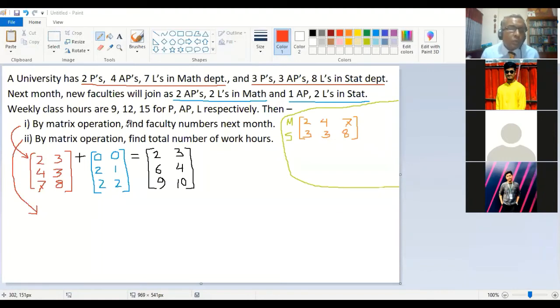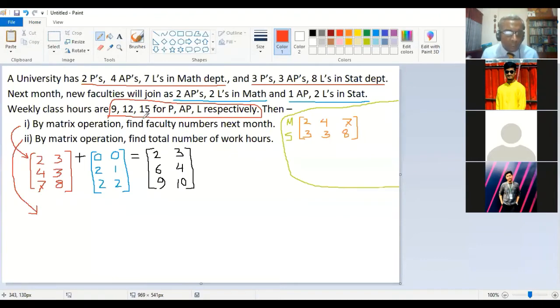So how are we using multiplication here? In this case they have given another piece of information, that is 9, 12 and 15. These are the working hours, that is class hours per week for professor, assistant professor and lecturer. That is, one professor takes 9 hours of classes in a week, one assistant professor takes 12 hours of class per week, and a lecturer takes 15 hours of class per week.